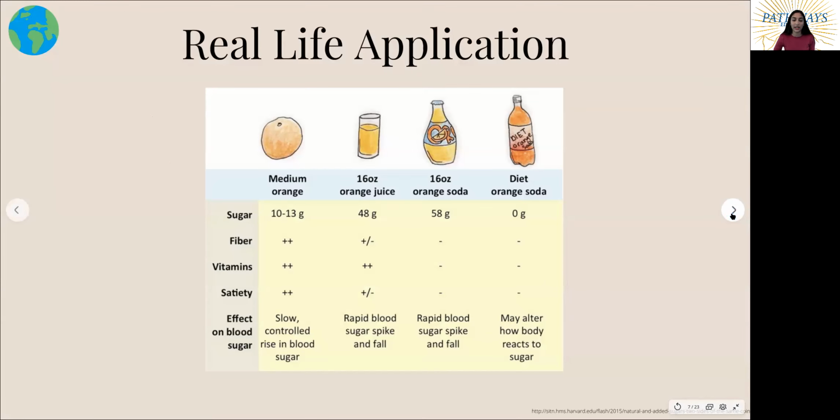So moving on, let's take a quick look at a real life application that exemplifies what we were just talking about. So in this first column, we have a medium orange, and the sugar content in this orange is about 10 to 13 grams.